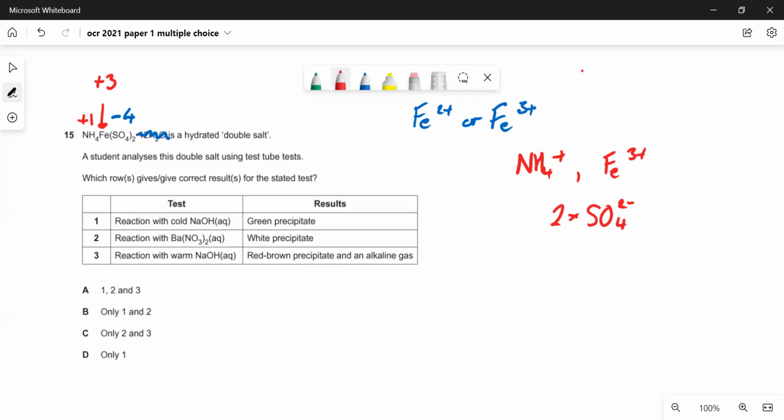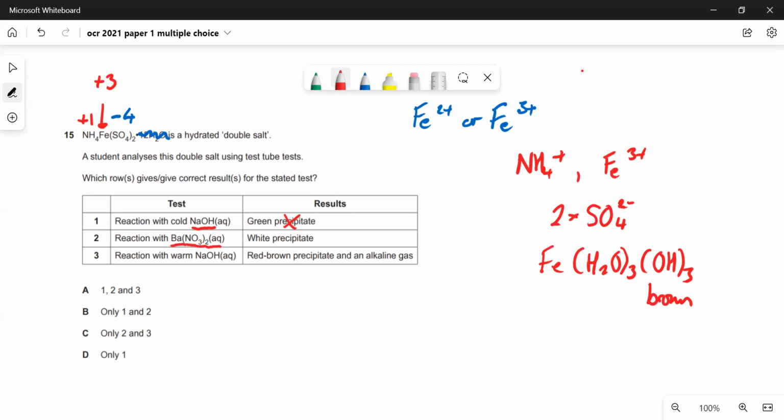Right, so we now have to think about what happens when you add NaOH to Fe3+ ions in solution. Do you get a green precipitate? No, you don't. You get a brown precipitate. That precipitate, which is brown. So that's wrong.